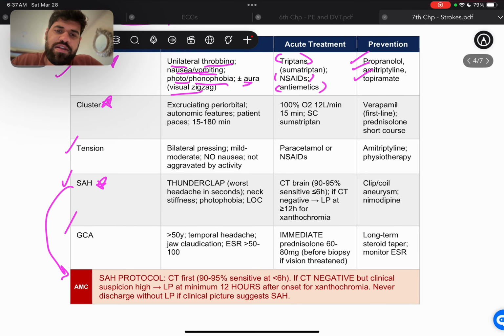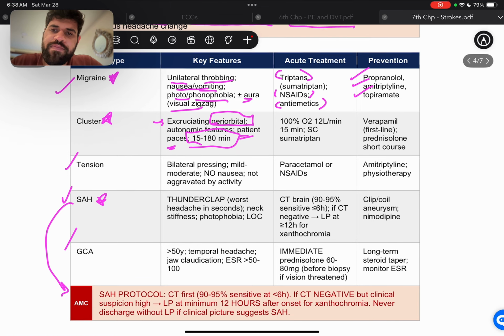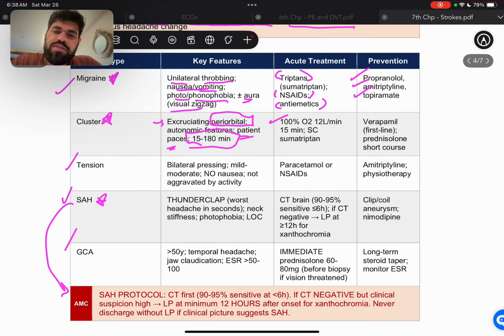Whereas for cluster headache, it is going to be excruciating periorbital pain, and it's going to have autonomic features, and the patient paces. It lasts 15 to 180 minutes. All right. Now the acute treatment is going to be oxygen therapy, because it's believed that the reason could be vasoconstriction and less oxygen to the tissue. It leads to cluster headaches.